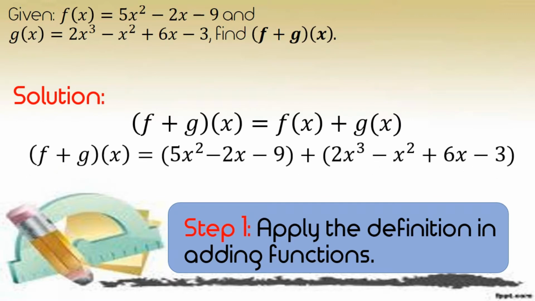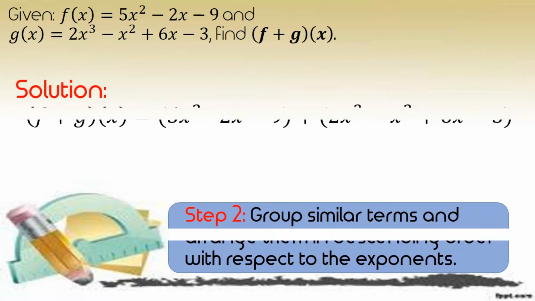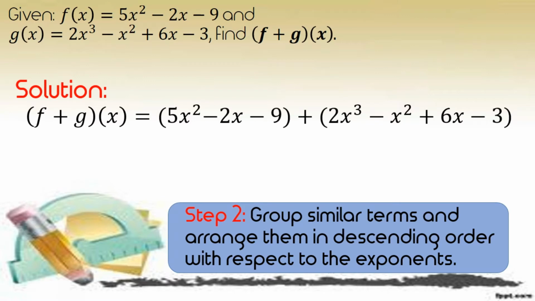Substituting the given values, we have f plus g of x is equal to 5x squared minus 2x minus 9 plus 2x cubed minus x squared plus 6x minus 3. For our second step, we're asked to group similar terms and arrange them in descending order with respect to their exponents. From where we stopped from the previous slide, we had 5x squared minus 2x minus 9 plus 2x cubed minus x squared plus 6x minus 3.